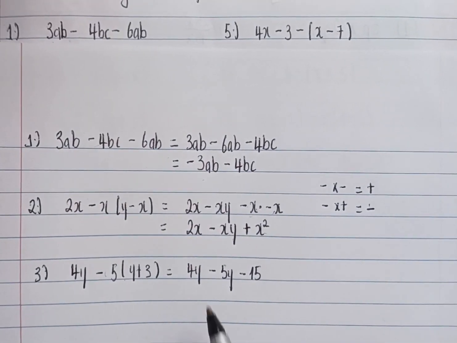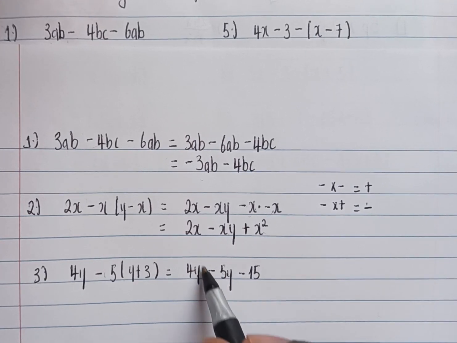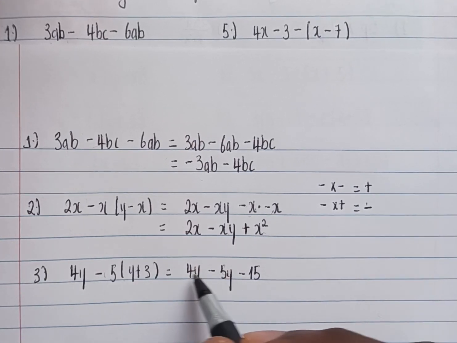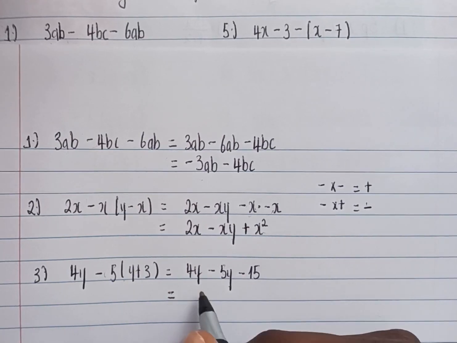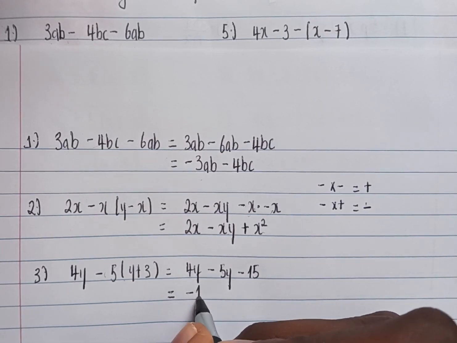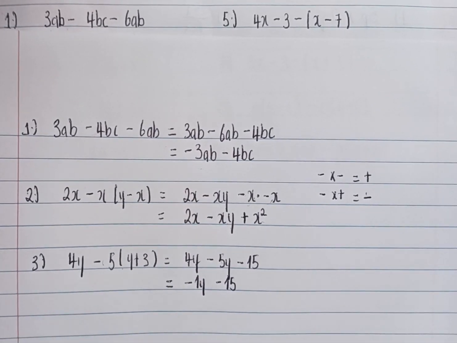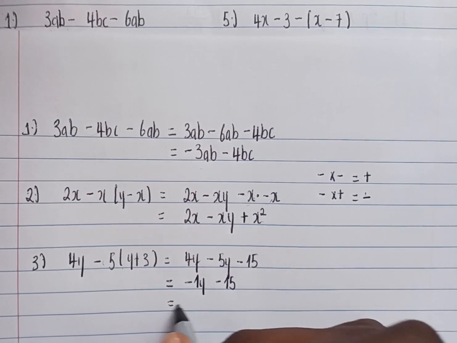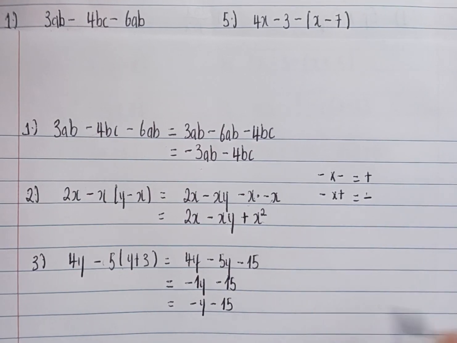But we see here that we have like terms. We have 4y and 5y. These are like terms because they have the same letters. So this one gives me 4 minus 5, which is negative 1. So I have negative 1y minus 15. But when dealing with algebraic expressions, when the coefficient is 1, we usually ignore it. So this will be equal to minus y minus 15. And that's it.